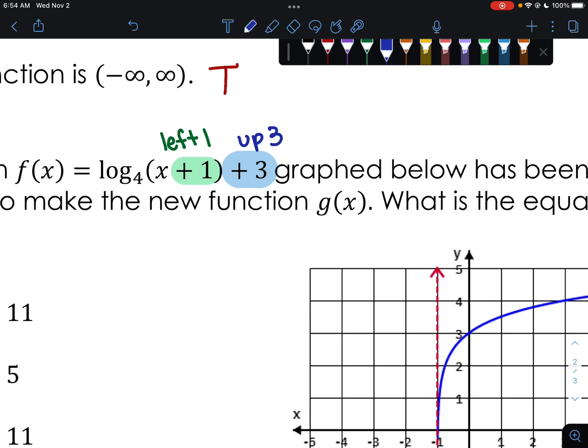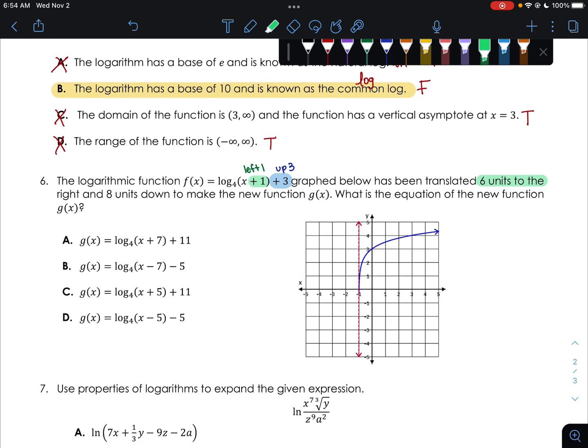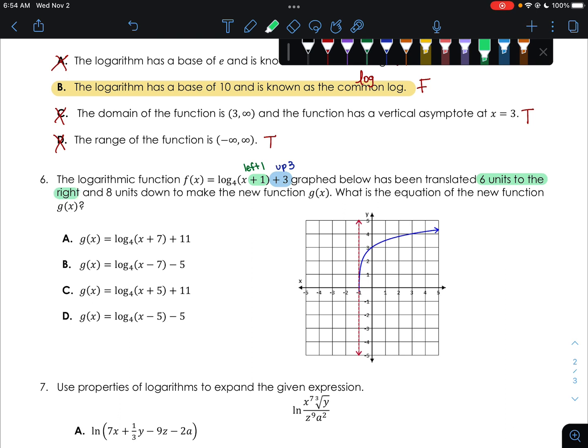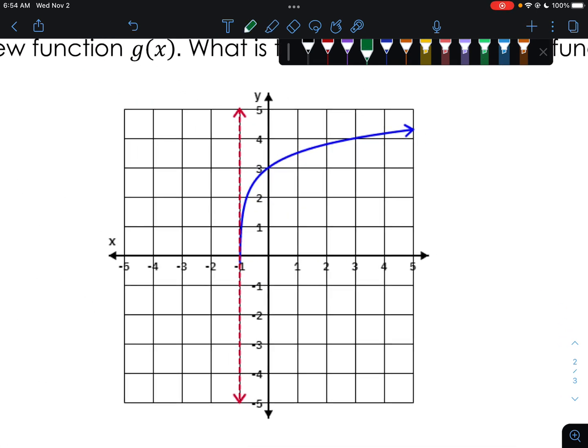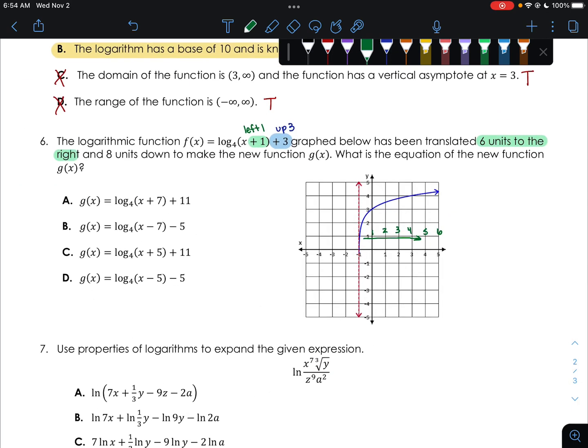3 units. Okay? Well, we want to translate it 6 units to the, let's see which way, right. 6 units to the right. Well, look at our graph. Okay? If we're moving it 6 units to the right, that would be 1, 2, 3, 4, 5, 6. That would put it now at x equals -5. Okay, so if I look, it should say x equals -5 because it was +1 and that was to the left, and now we're on the right side. So that would allow me to eliminate all of these answer choices except the correct one of D.